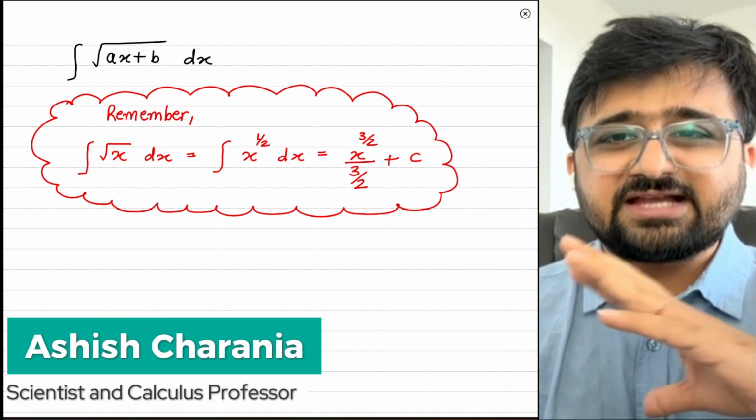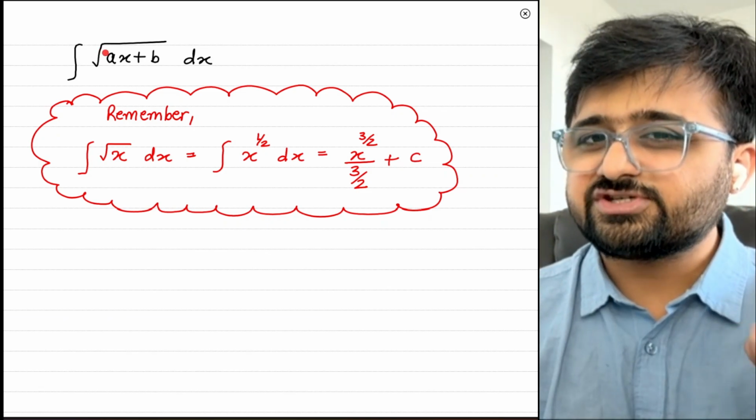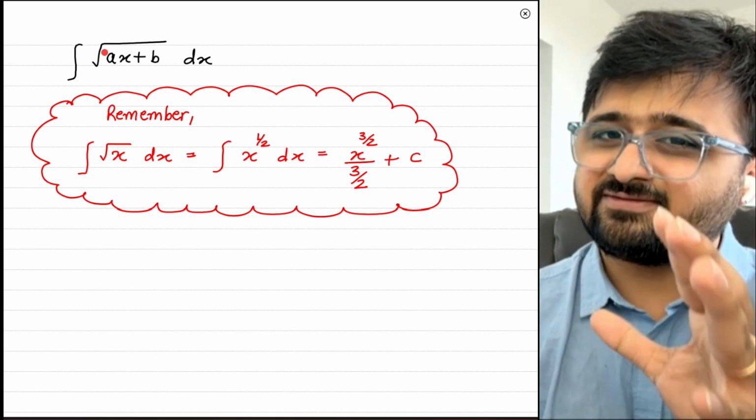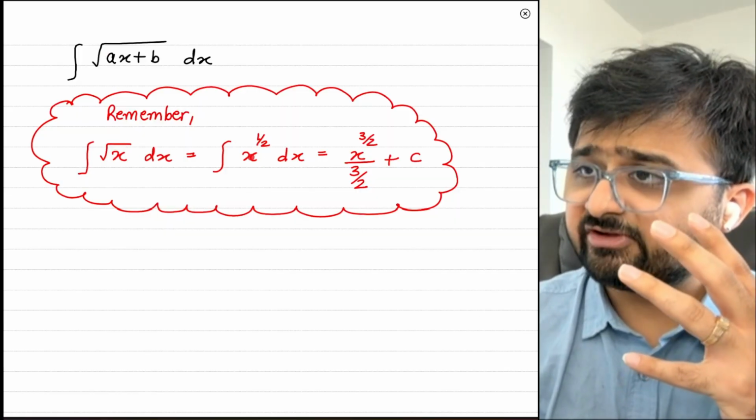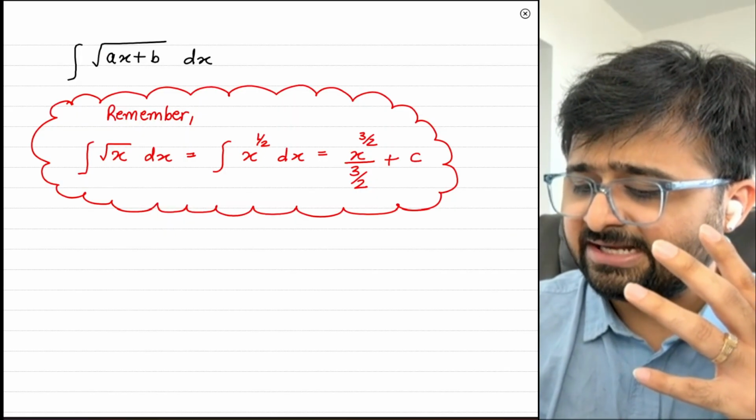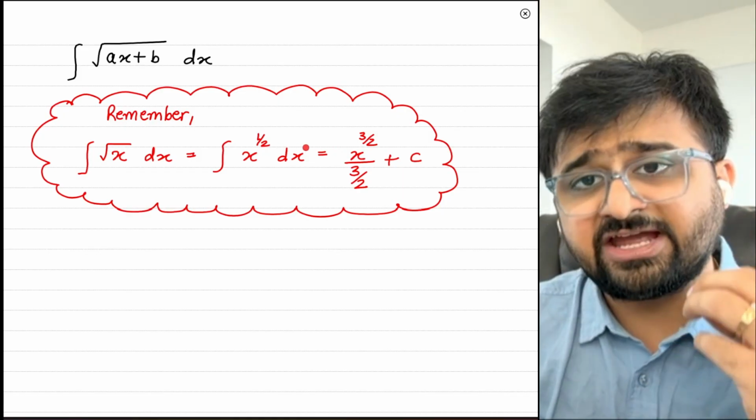In order to integrate this, I promise you, I will not use any kind of U-substitution, and this might be the cleanest solution that you have seen in your lifetime. We know that in order to integrate square root of x, we write that square root of x as x to the power half, and then just use the basic algebraic formula of x to the power n.